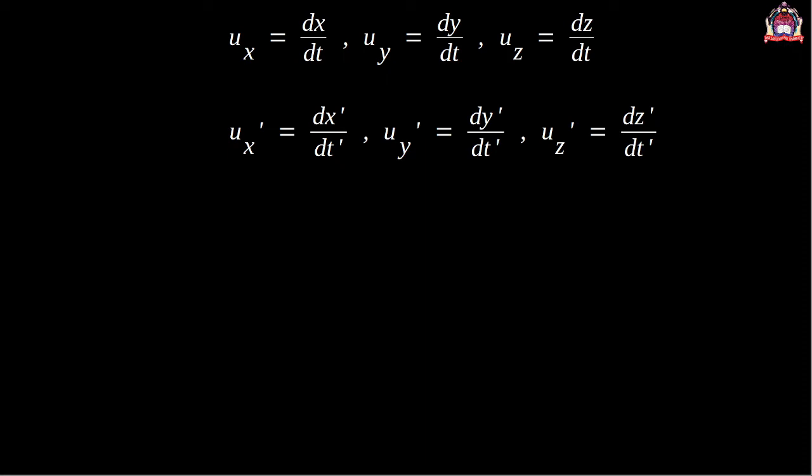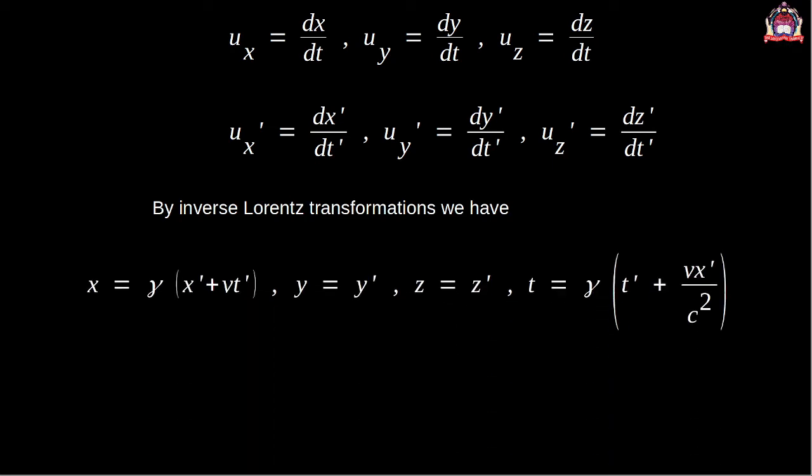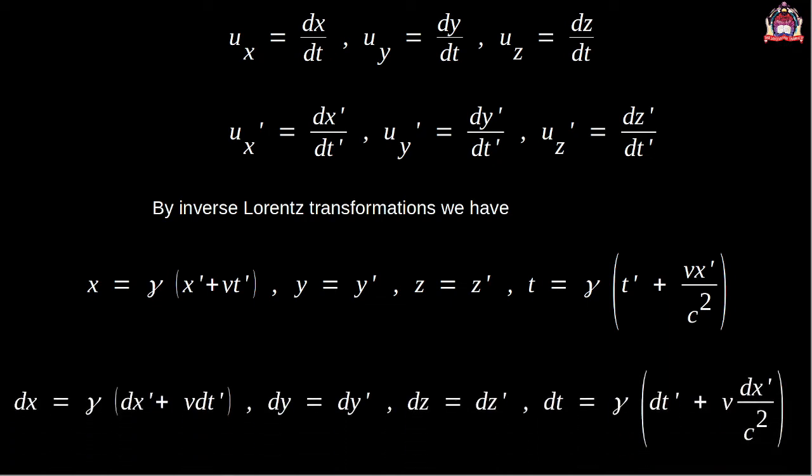By applying the inverse Lorentz transformation, we get x is equal to gamma into x dash plus v t dash, y is equal to y dash, z is equal to z dash, t is equal to gamma into t dash plus v x dash by c square. Then differentiating the equations, we can write dx is equal to gamma into dx dash plus v dt dash, dy is equal to dy dash, dz is equal to dz dash, dt is equal to gamma into dt dash plus v dx dash by c square.